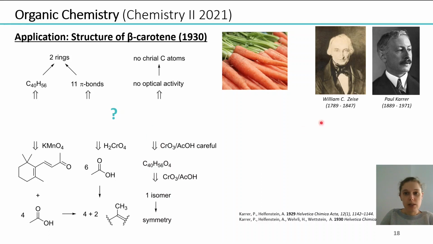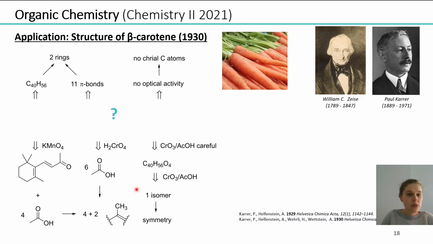Then mainly Paul Karrer started with some oxidation experiments. He wanted to elucidate the structure of this unknown molecule based on the results of his oxidation reactions. In other words, he wanted to conclude, based on the oxidation products, which starting material he had. He started with the reaction with potassium permanganate, and he found this beta-enone molecule and 4 equivalents of acetic acid. Afterwards, he used a stronger oxidation agent, and then he found 6 equivalents of acetic acid.